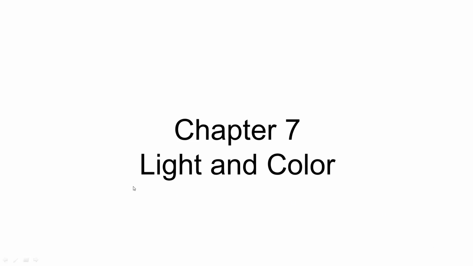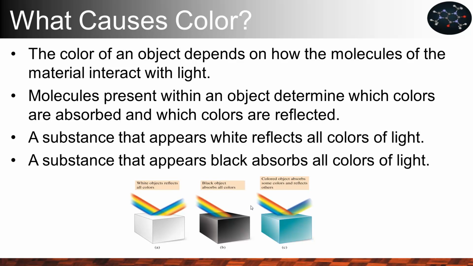Chapter 7 details light and color. What we're looking at is what light is, so the definition of light and how it works, and color, which is the result of light interacting with your eyes and with objects and matter in the world. So the first thing we're going to talk about is what causes color.